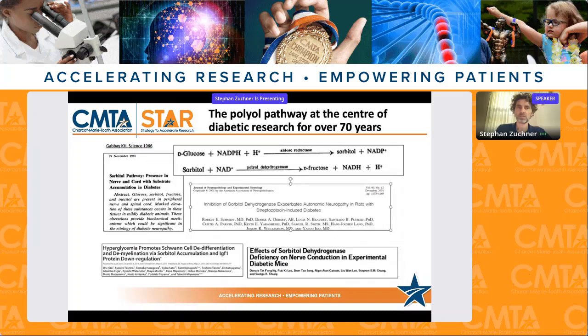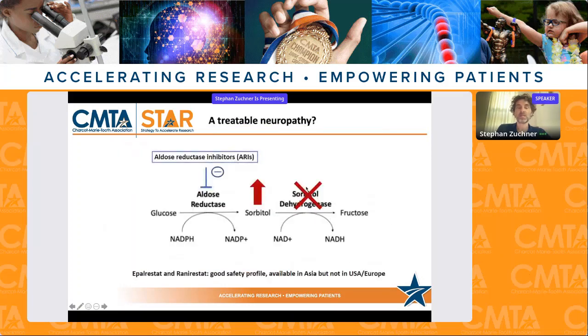So what is this SORD thing, this SORD gene? It actually has been studied for decades because it was involved in diabetic research for a long time. And it is involved in this pathway, which is called the polyol pathway. Okay, so this is the polyol pathway. A little bit of biochemistry. Don't worry. This is how this works.